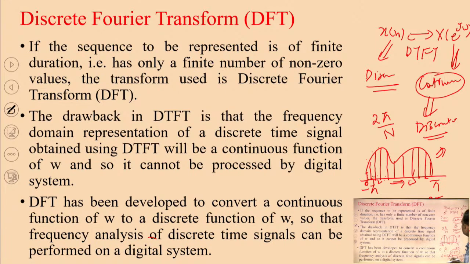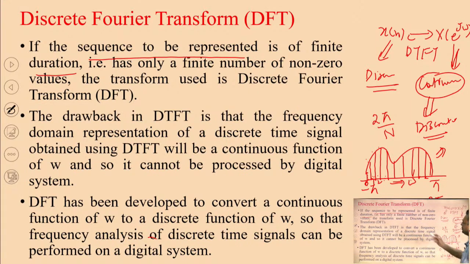Another important thing is that in case of DFT, the sequence that we are using is of finite duration. We cannot take the DFT of an infinite duration signal. We have to take a finite duration signal, and the DFT that we get is also discrete, meaning for N points.